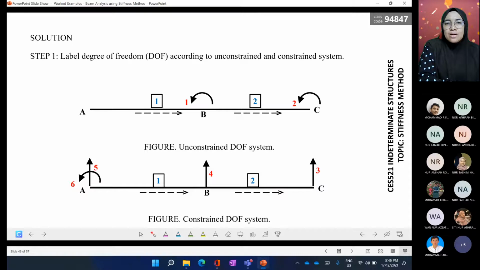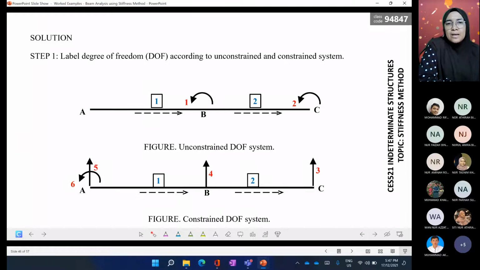Okay, 4 DOF in total, and the remaining will be put in constrained. So we have 2 unknown displacements. To be exact, they actually represent unknown rotations, because it is in the Z direction. So we have to label 1, 2. We must label unconstrained first.